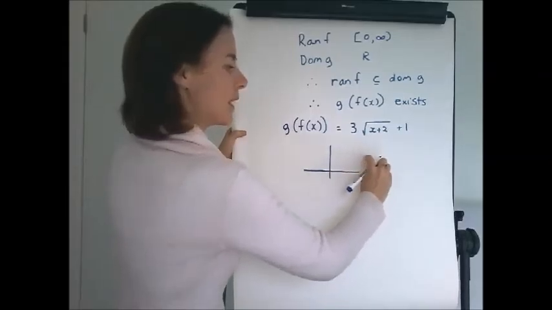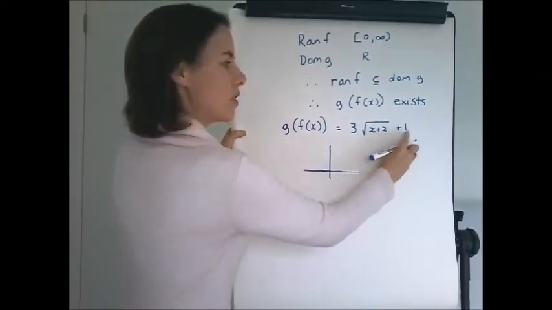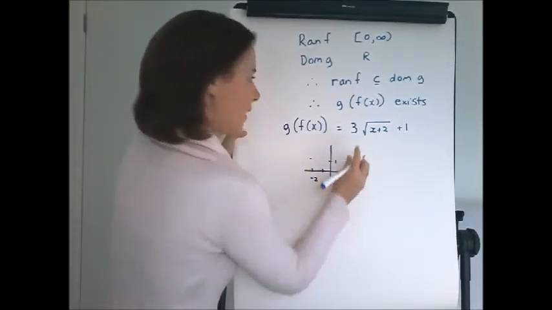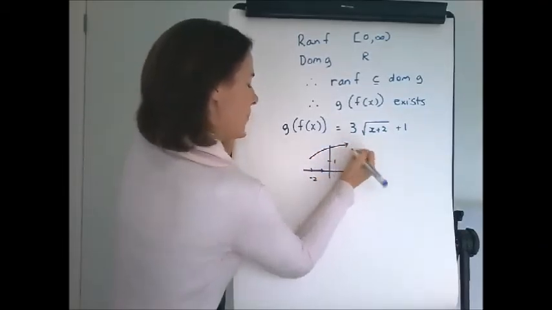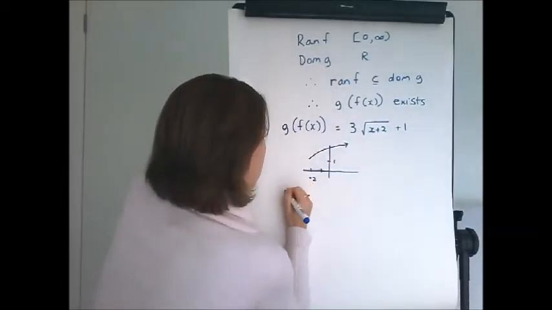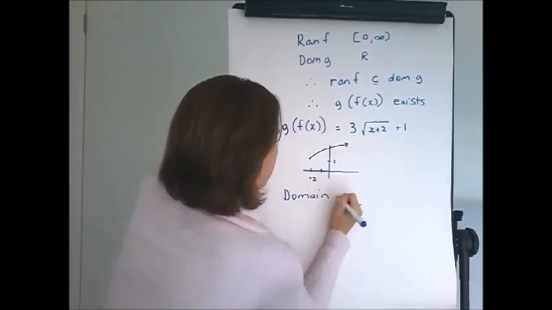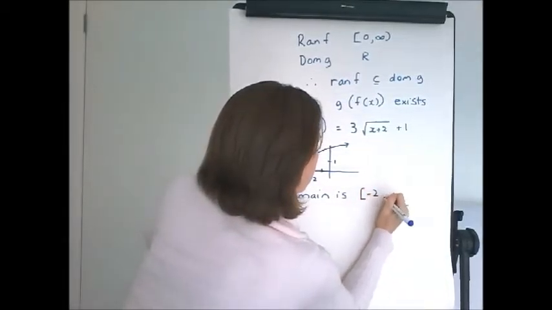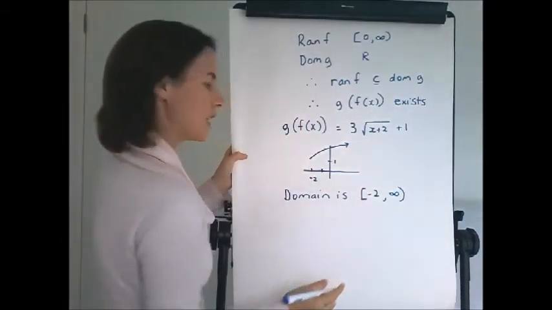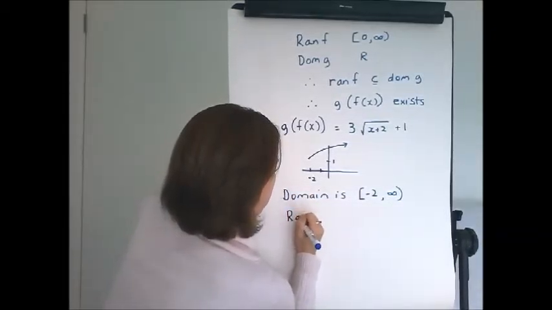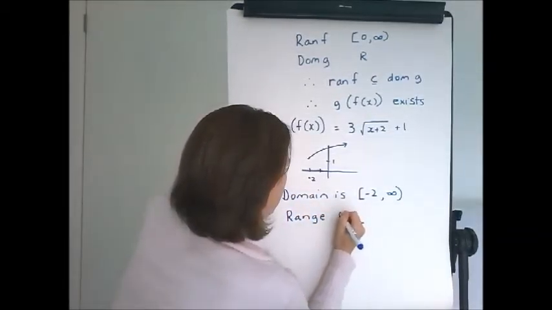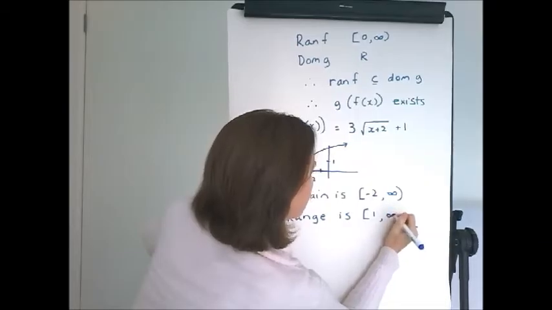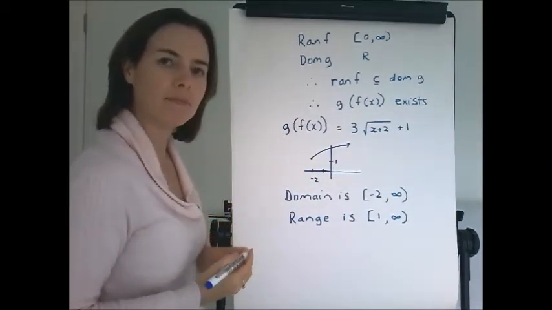Square root function normally starts at 0, but we've moved 2 to the left and 1 up. And the 3 dilates it, makes it a bit steeper. That's okay. So the domain is -2 to infinity, including the -2, and the range is 1 to infinity, including the value of 1.